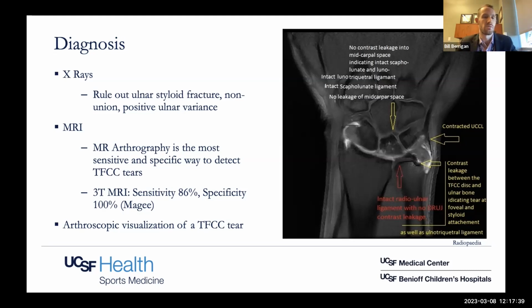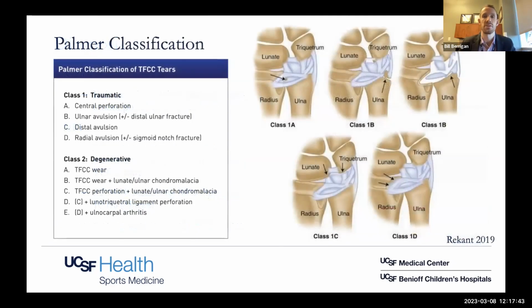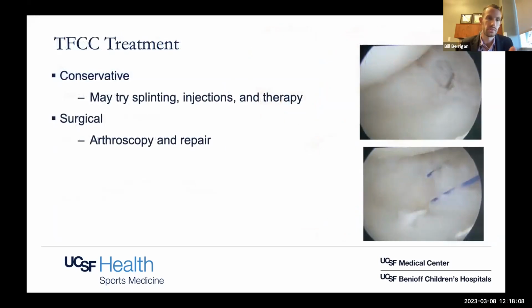Arthroscopic visualization remains the gold standard for these tears. There are different classifications for it if you look at MRI, and these can dictate how they're treated. There are central perforations as 1A. There's ulnar avulsion, distal avulsion, and radial avulsion. This is how they're classified in traumatic injuries. They're slightly different with degenerative tears, where you're looking for things like chondromalacia, chronic ligament perforation, or arthritis in the area.